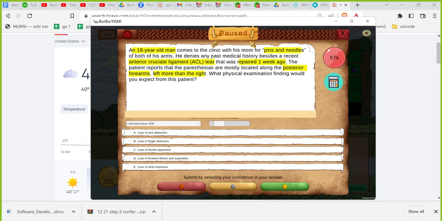So in terms of pins and needles, how do we describe pins and needles? Hey, I'm really not sure. I'm sorry. That's okay. I'm just going to ask you questions so everybody can think about it, and then I'll answer them. So this is a paresthesia. That's the neurological description of pins and needles.